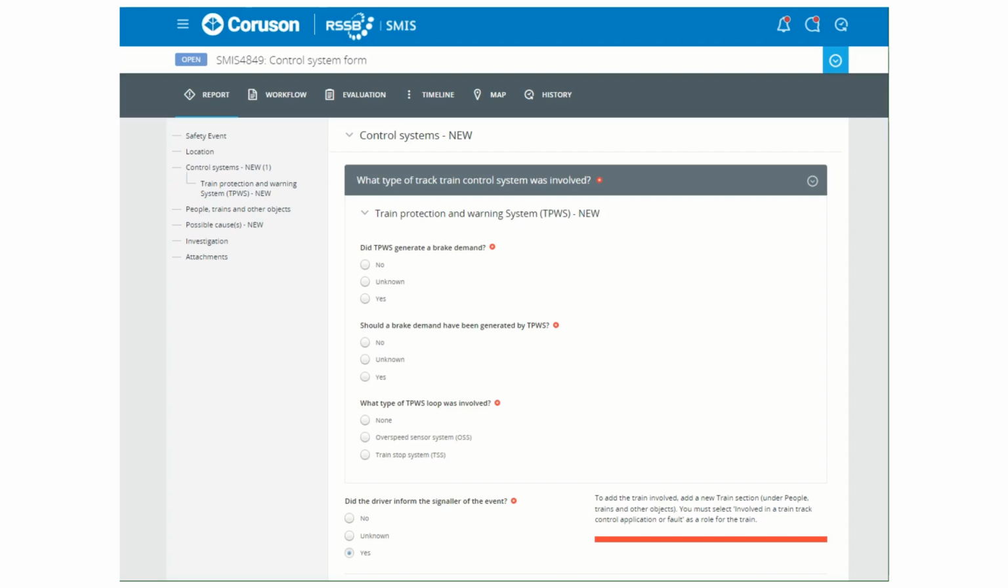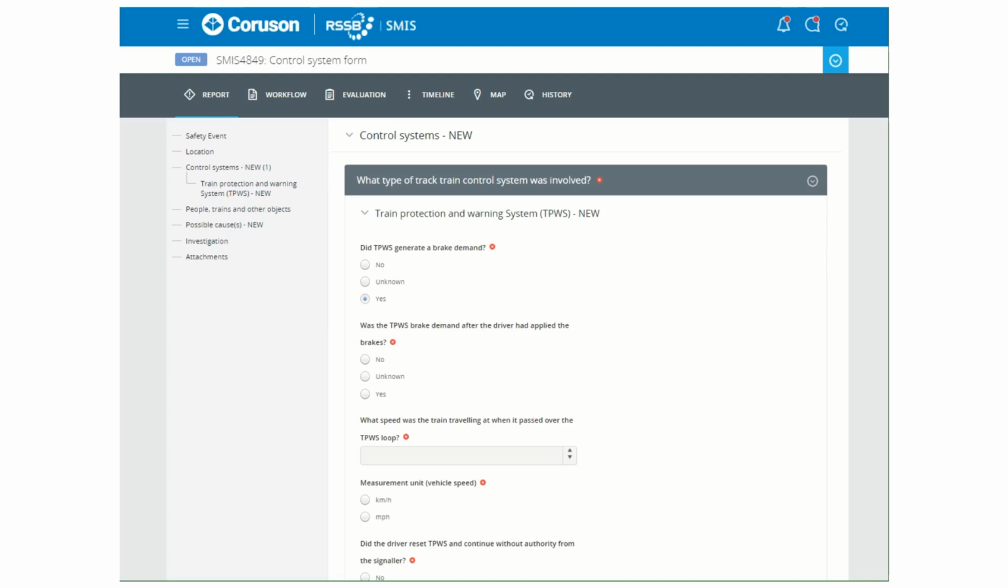So the first question is, did TPWS generate a brake demand? So in this scenario, yes, it did. After selecting yes, we're then asked, was the TPWS brake demand after the driver had applied the brakes? So in this example, let's say yes, it was. Answering this question as yes or no determines whether it is deemed as an activation, which in this case it is, or an intervention when extracting the data using Jaspersoft.